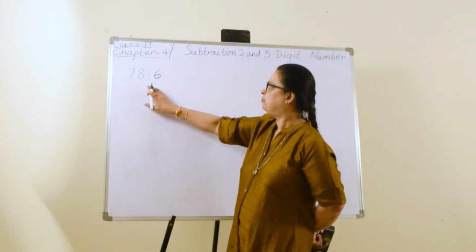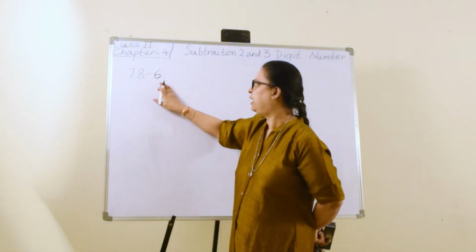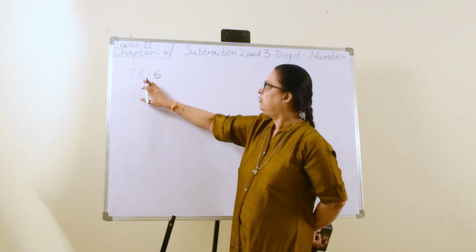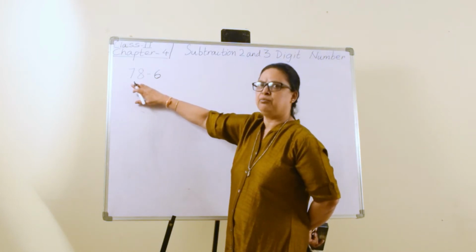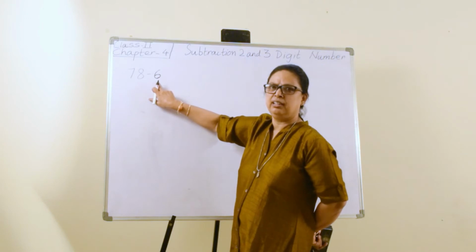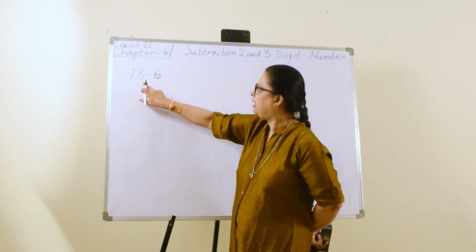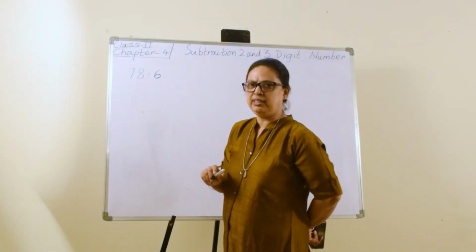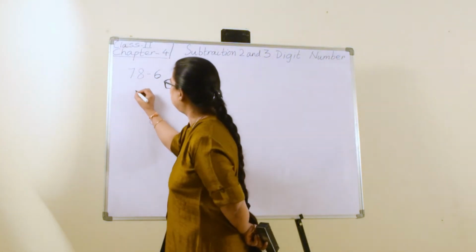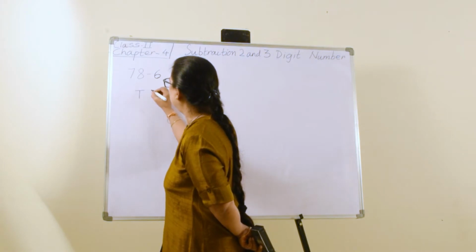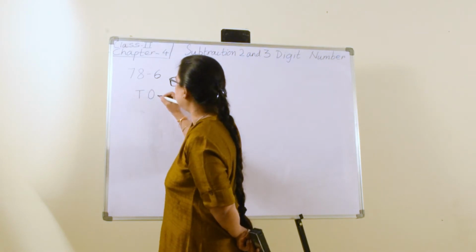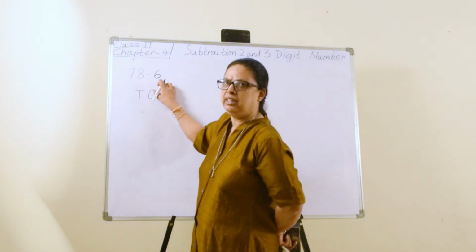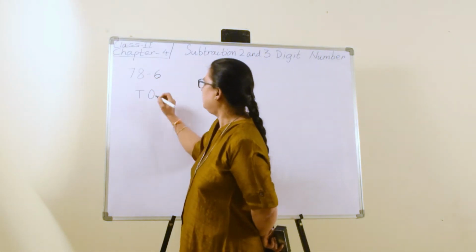Now look at this sum over here, 78 minus 6. Now what do you understand looking at the numbers here? This is a single digit number and this is a 2-digit number. How do we place it when we are doing subtraction? Let us put a column here, tens and ones. Now this is a single digit number, so we need to place it in the ones place only.